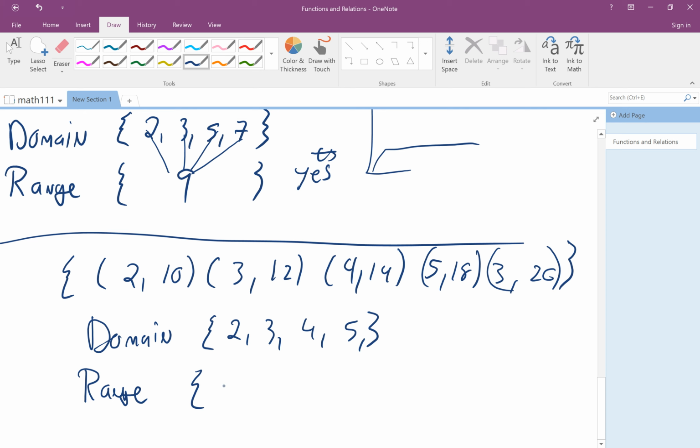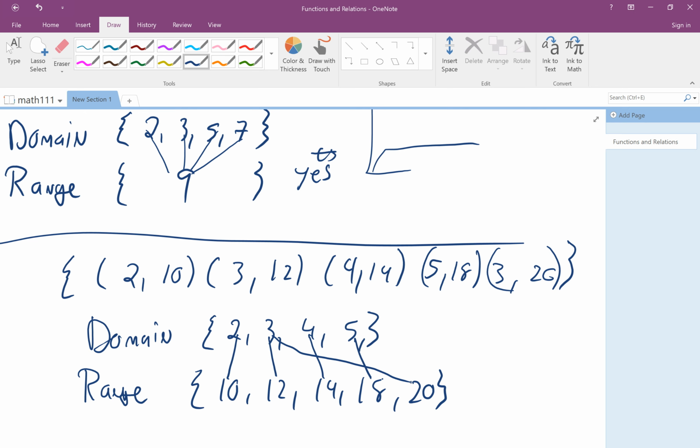And then what's our range? So 2 goes to 10, 3 goes to 12, 4 goes to 14, 5 goes to 18, 3 goes to 20. What about that one? No. Why not? There's 2 values for the 3, right? 3 is going to 12, 3 goes to 20, so that can't happen. Right. And if you've got a good feeling for that, then you're in pretty good shape for functions.